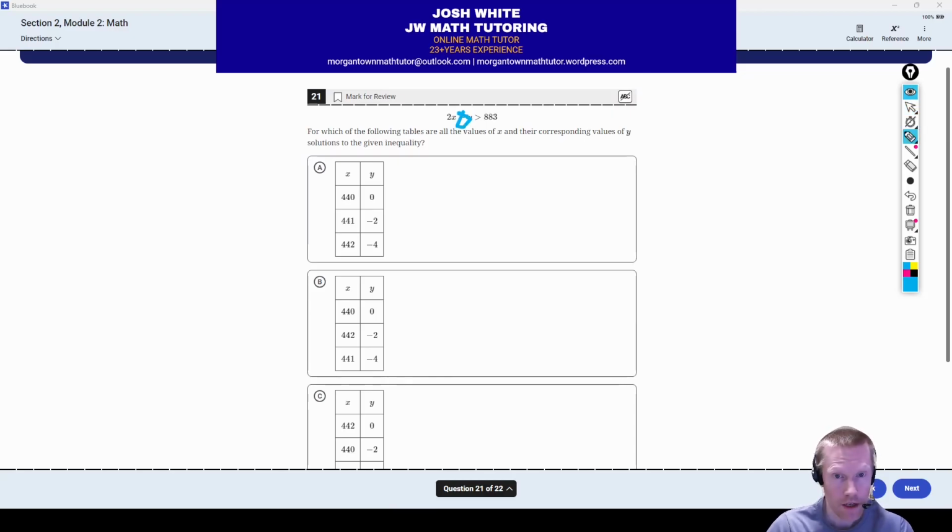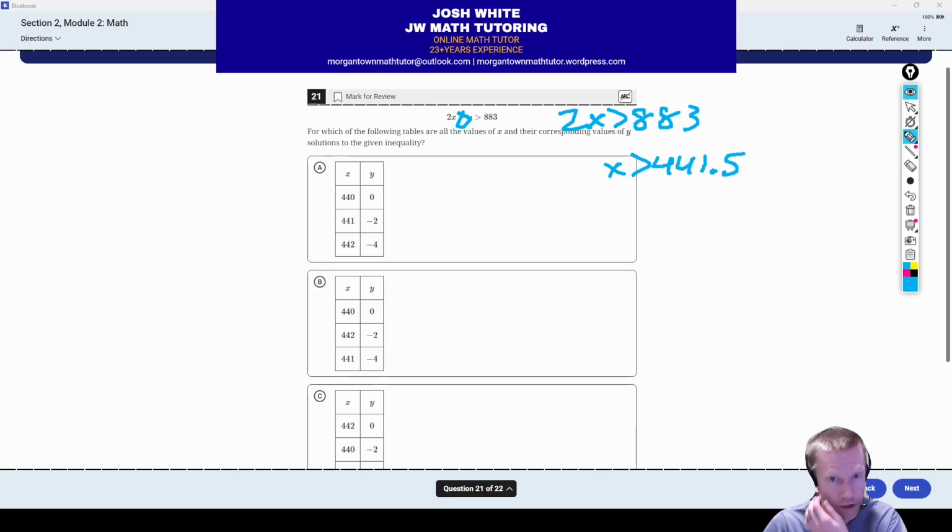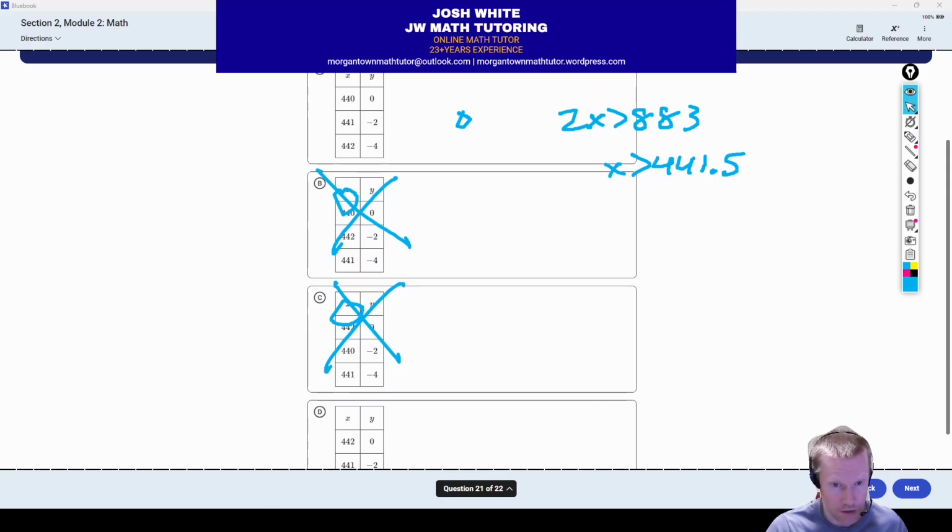If you do that, you just get 2x greater than 883. Therefore, if you divide this, you get x is greater than 441.5. So in order for a point to be a solution to this, if the y value is 0, the x value has to be greater than 441.5. So the first one's out. The second one's out, because notice these are 440. They are not greater than 441.5. C is good and D is good.